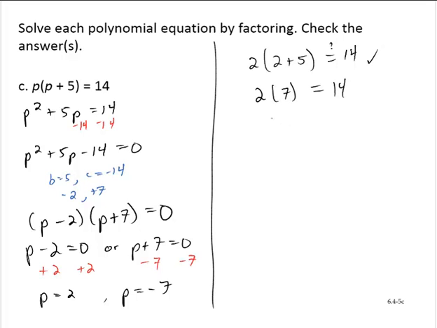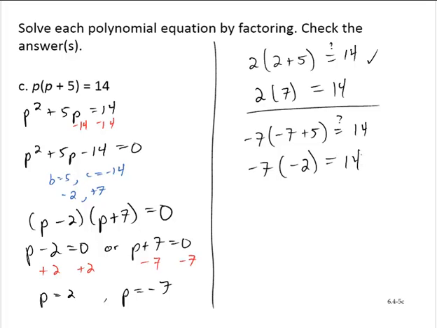That checks out. And with negative 7, is negative 7 times negative 7 plus 5 equal to 14? Well, that's negative 7 times negative 2, which is equal to 14. So that checks out as well. And I'm confident in my solutions to the equation.